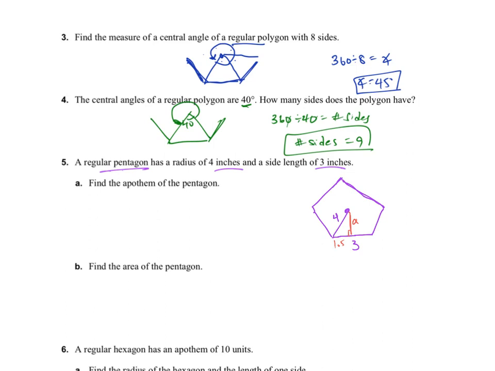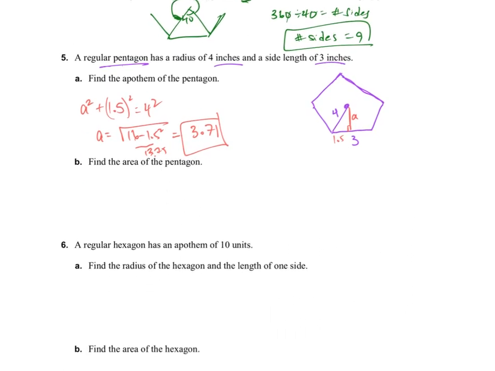Because I could say that the apothem squared, here, let's put it over here since I've got a little bit more room. I will erase this. And I have the apothem squared plus 1.5 squared equals 4 squared. So A would be the square root of 16 minus 1.5 squared. And I'll quickly put this into my calculator, and this comes out to be 13.75, which gives me an apothem of 3.71.